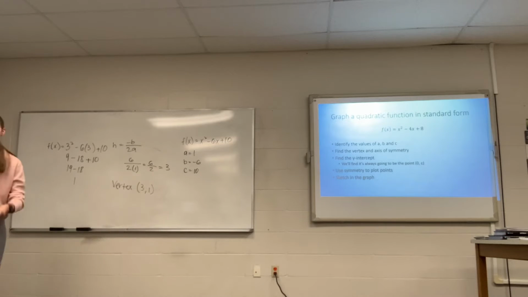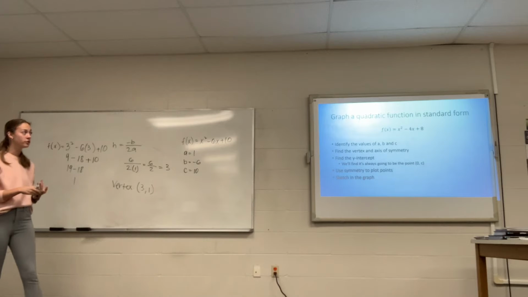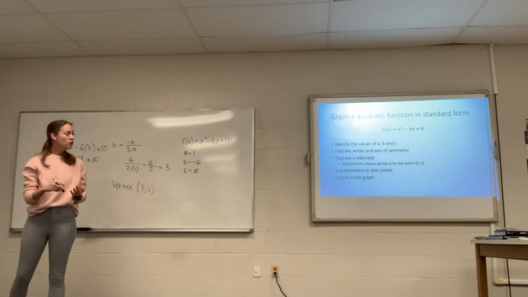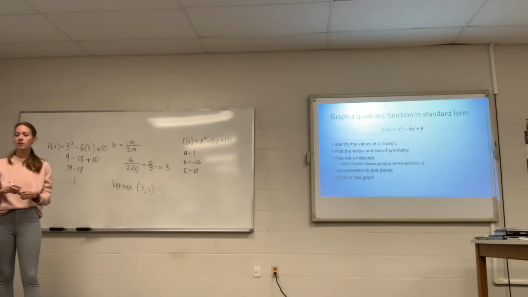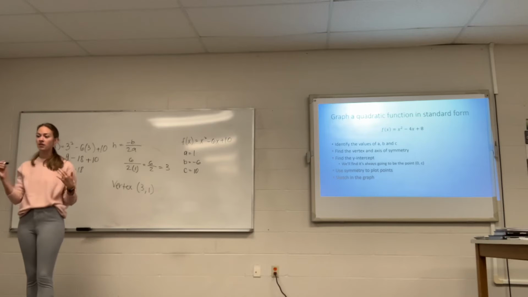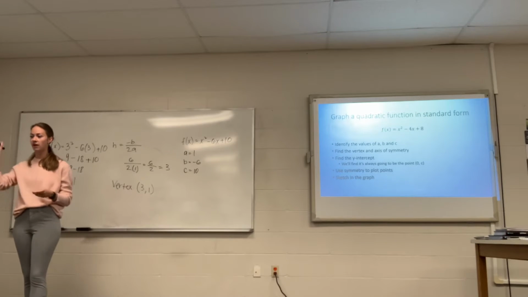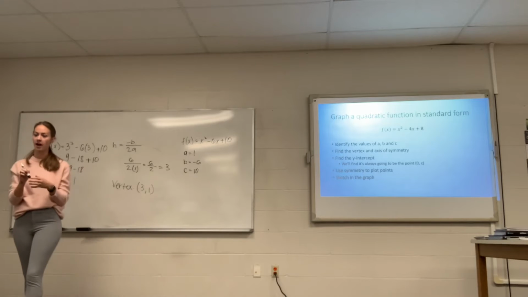All right, let's go on to the next slide. This one says we're going to graph a quadratic function in standard form. So my equation is x squared minus 4x plus 8. Looking at that, I have no idea how to graph it. So I need to find my vertex, so I would know where to plot it, and then find a couple of points and use my symmetry to graph it.